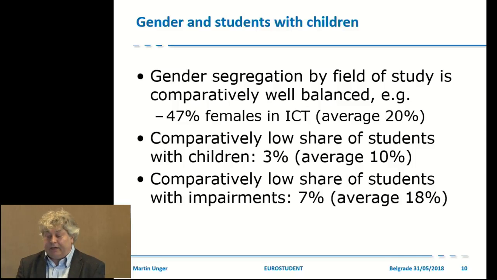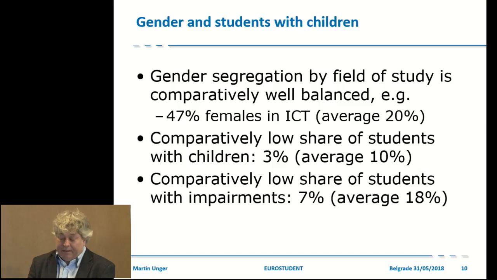You have a comparatively low share of students with children, of course, because the students here are quite young, but 3% is really quite low compared to others. On average, across all the countries, we have 10. And you have a comparatively low share of students with impairments. It's only 7%. On average, we have 18%.